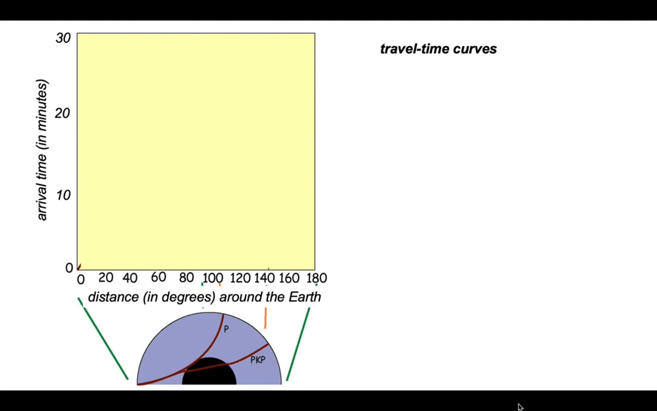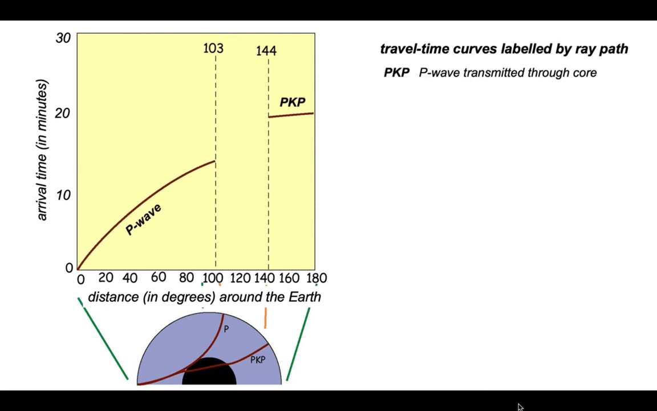Let's look at some results. Here's the P wave first arrival result. In these diagrams, conventionally, the travel time curves are labelled by the path taken by the ray. So the P wave that we see on the left-hand side of this diagram is the P wave that's only transmitted through the mantle and then detected back at the Earth's surface.